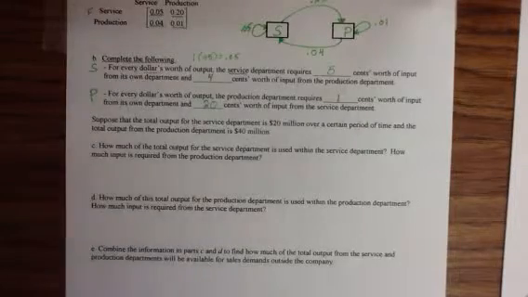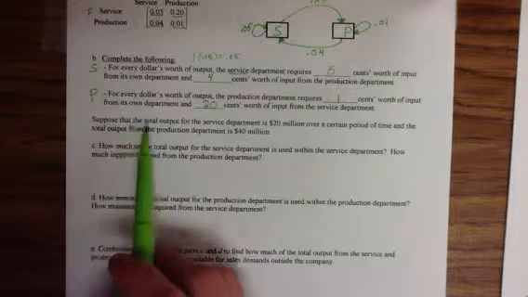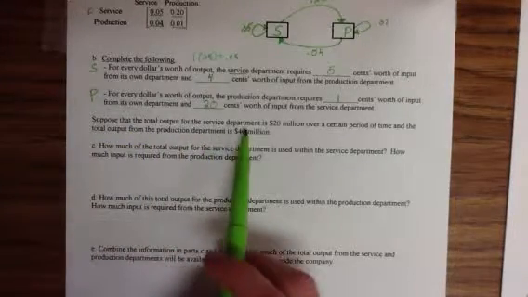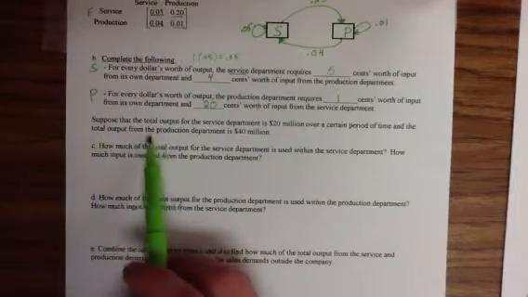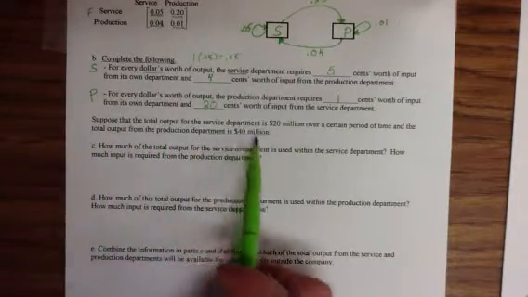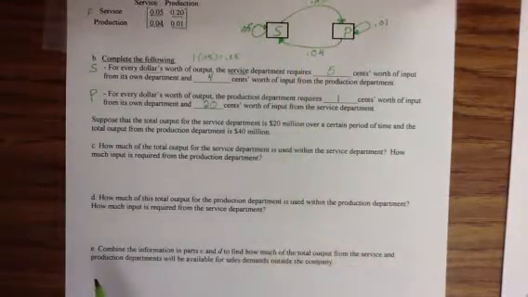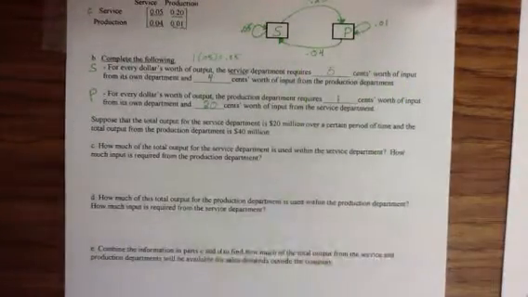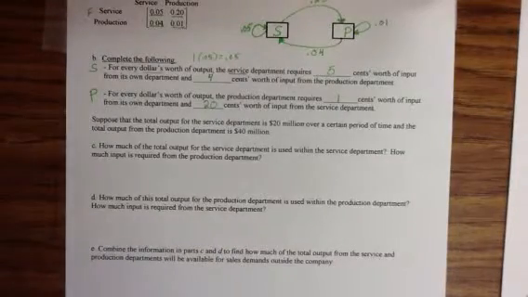Alright, so the second half of this example is going to give us a specific case. It says, suppose the total output of the service department is 20 million over a certain period of time, and the total output of the production department is 40 million. So the service department's giving out $20 million worth of goods, and the production department's giving out $40 million worth of goods. And we have 3 questions to answer in regards to that.